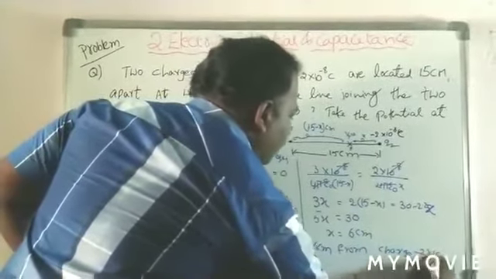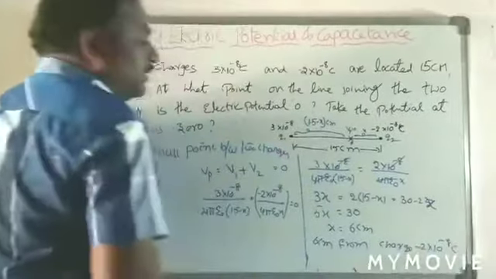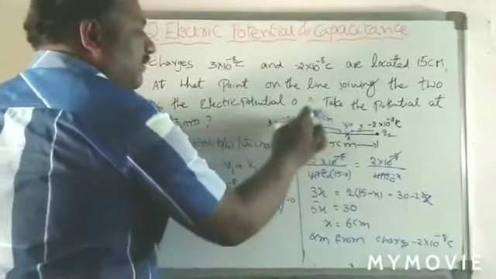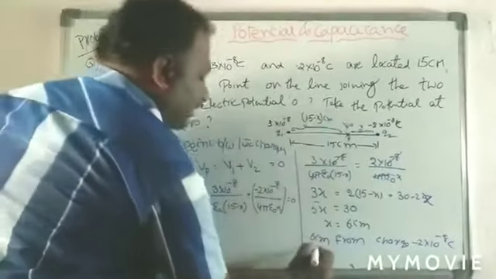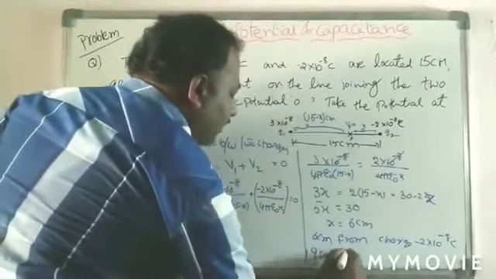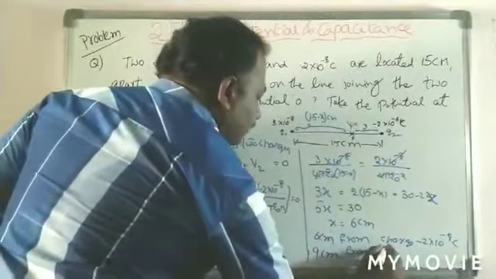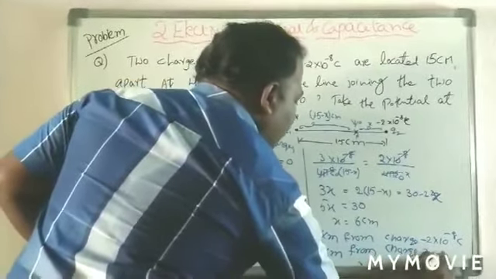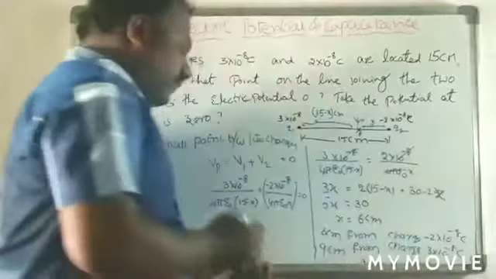Now the null potential point is 6 centimeters from the charge minus 2 into 10 power minus 8 coulomb. Then from 3 into 10 power minus 8, how much distance? 15 minus 6, that is 9 centimeters from the charge 3 into 10 power minus 8 coulomb. This is the first case.